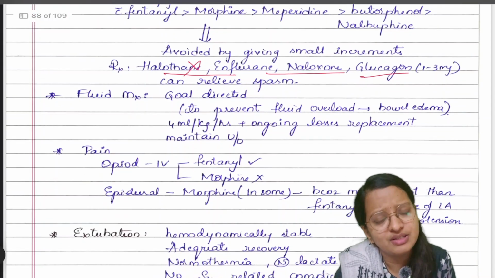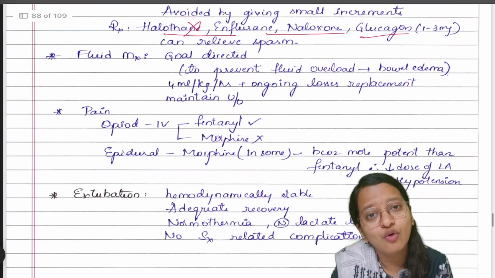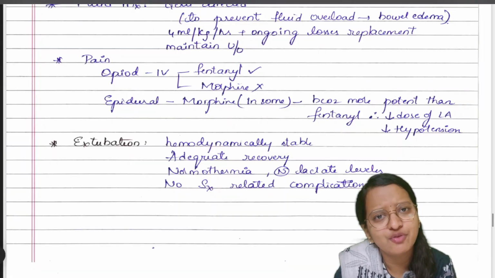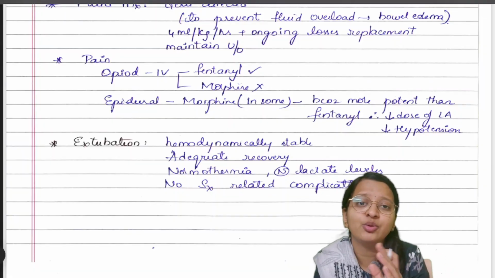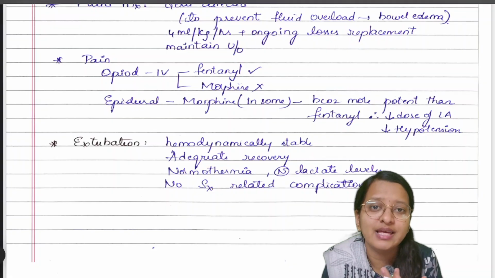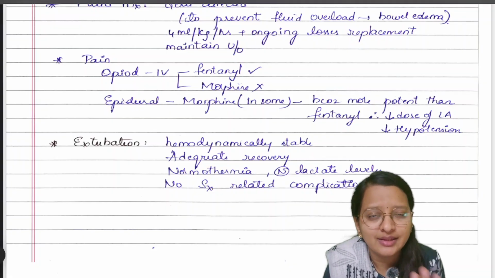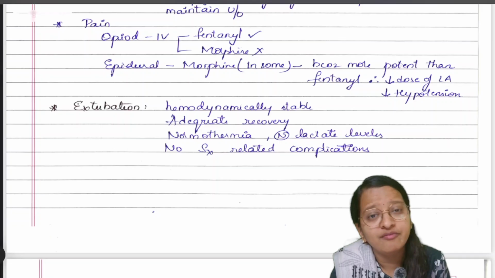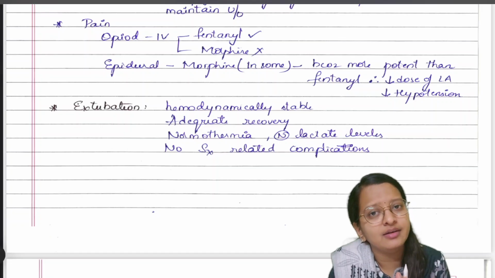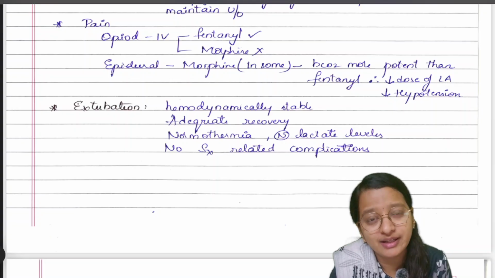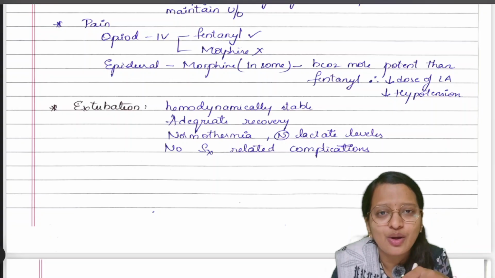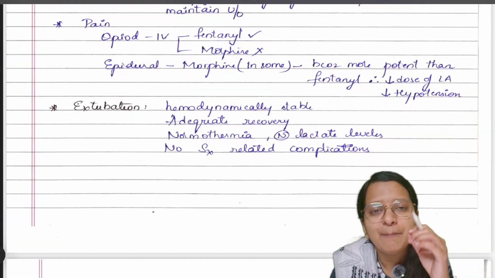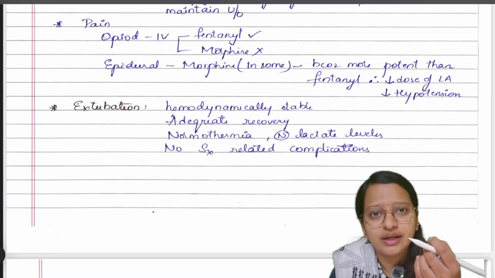Fluid management, obviously goal directed, because if we overload the patient, he might land into bowel edema. Normally, we'll be going for 4 ml per kg per hour, depending on fluid responsiveness. If we have SVV monitoring, we'll either increase or decrease the fluid. And for pain, we'll be avoiding morphine in liver disease patients, so we'll go with fentanyl. But in some places, what they'll do is they'll give epidural morphine.